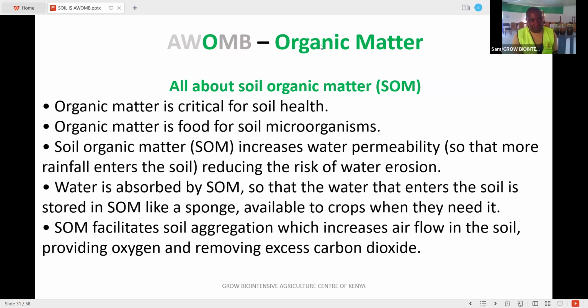So that is important to understand. Soil organic matter facilitates soil aggregation, which increases airflow in the soil, providing oxygen and removing excess carbon from the atmosphere. Again, in our farms, we must make sure that the food that we are growing must be the food or the plants that will capture a lot of carbon from the air.